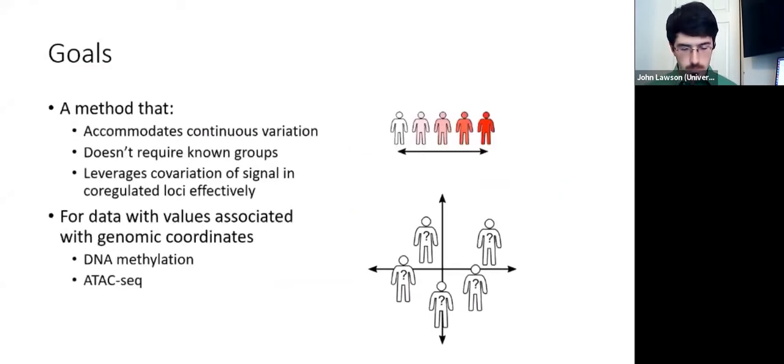So the goal of our method is we want to have a method that could accommodate continuous variation, that doesn't require known groups, so you can do unsupervised analysis, and that leverages covariation of signal and co-regulated loci effectively. And so I'll explain that more later. Our method Cocoa works for data that has values associated with genomic coordinates, such as DNA methylation, ATAC-seq, any similar data.